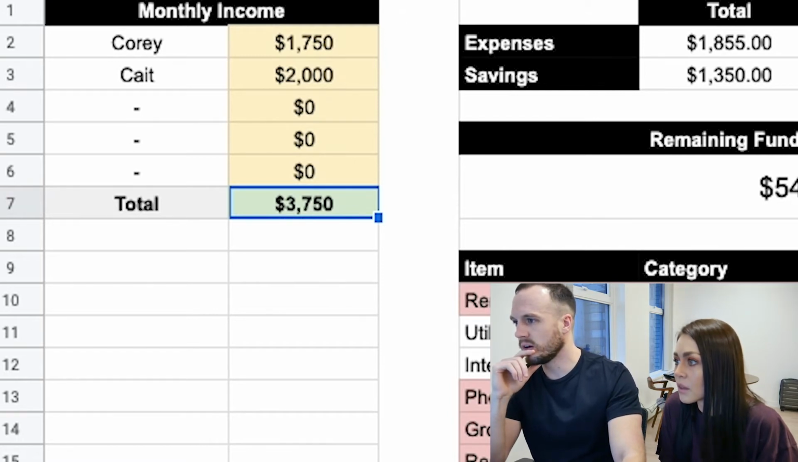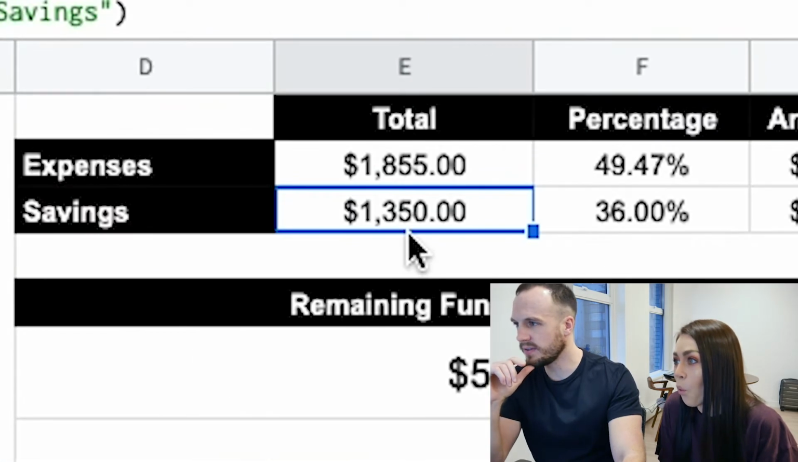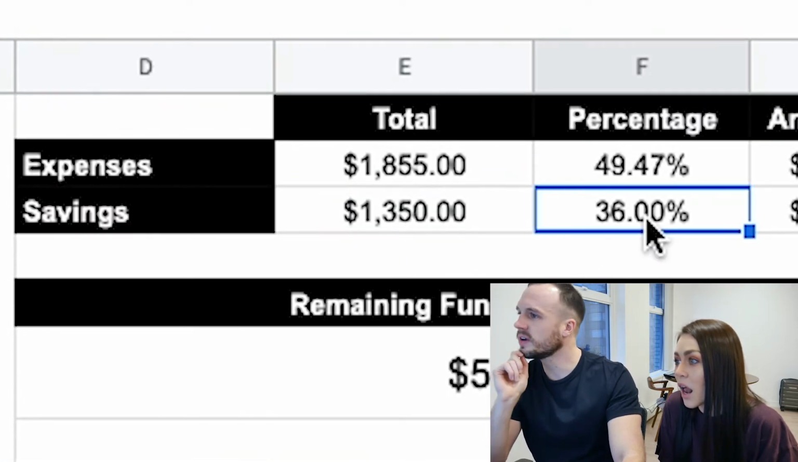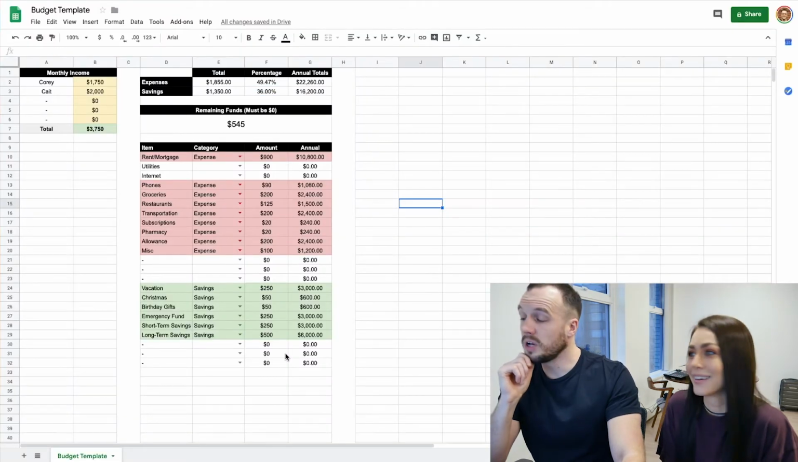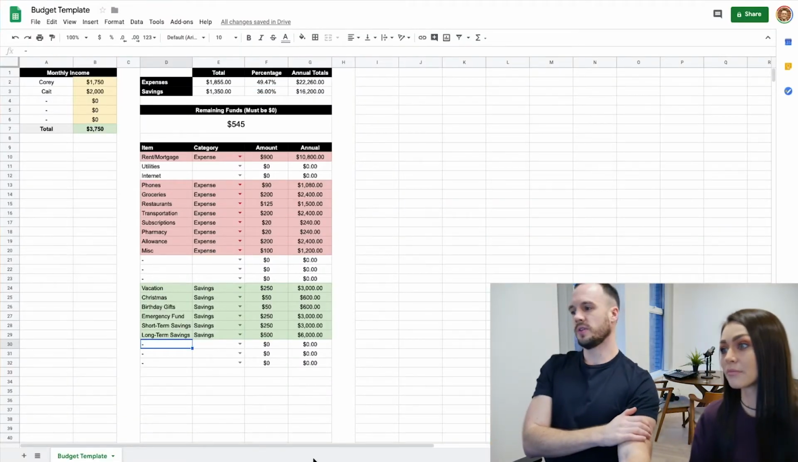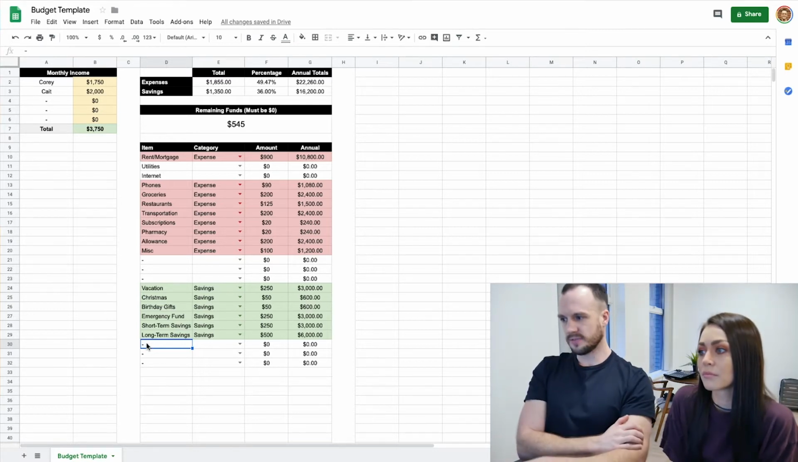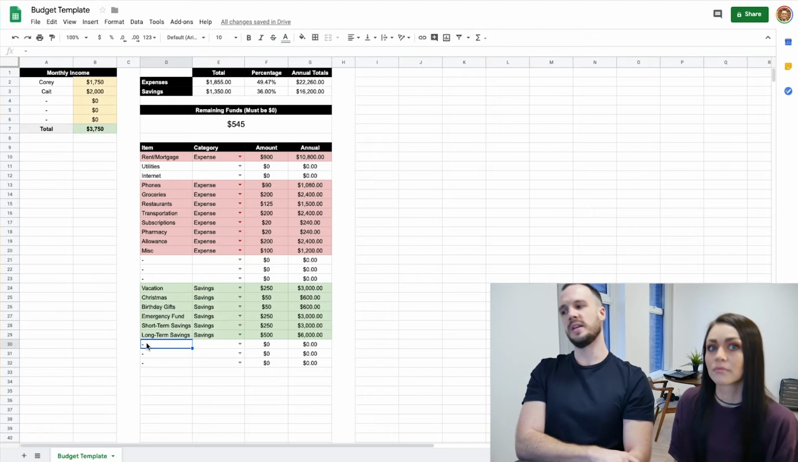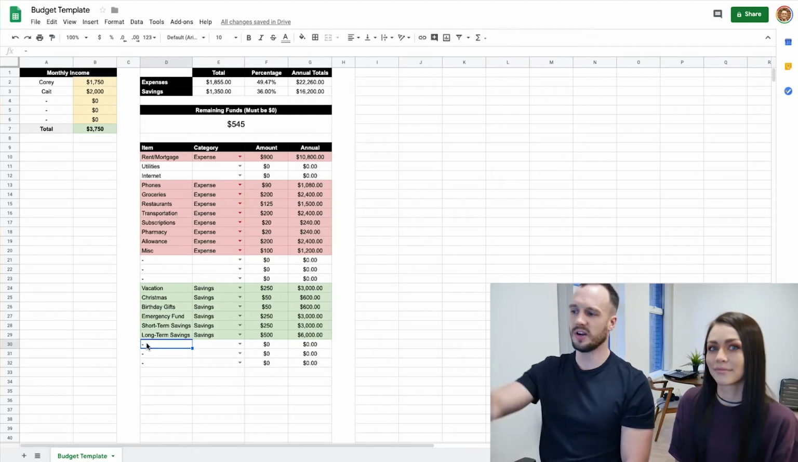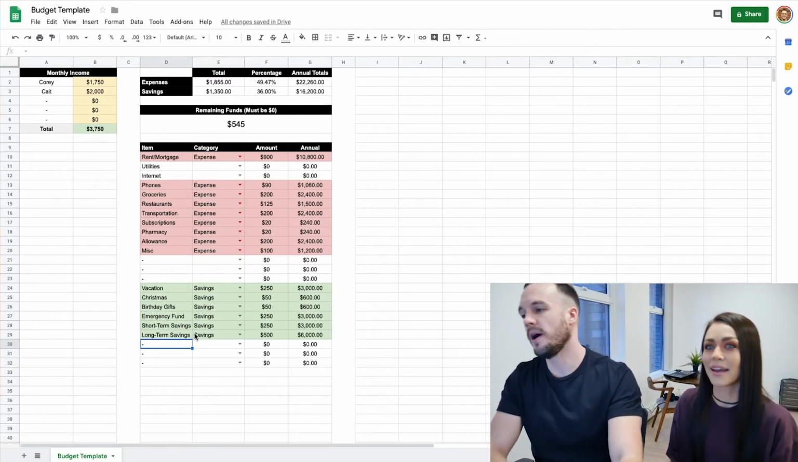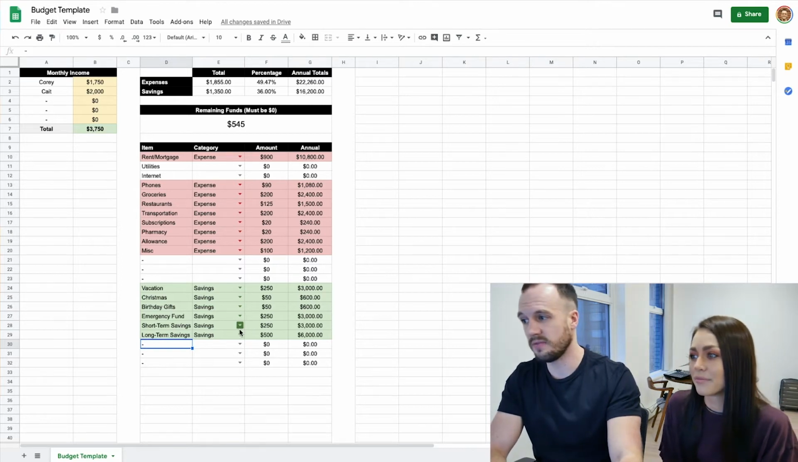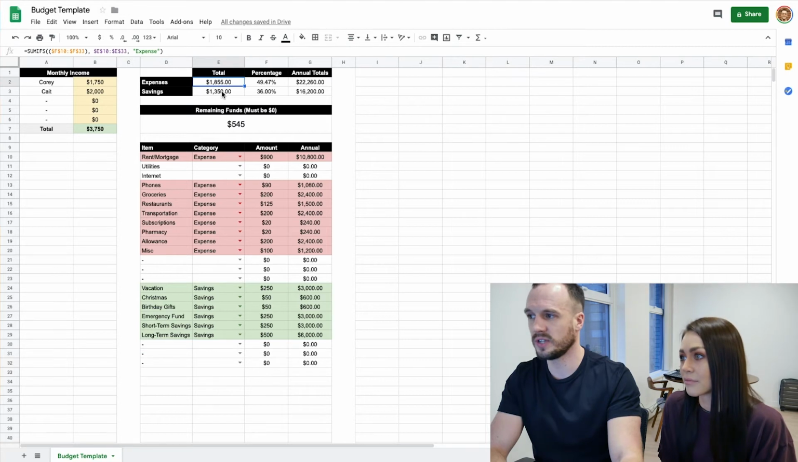We are saving a total of $1,350 a month. 36% of our income is being saved. Amazing. It's not bad. So now, when you're going through this, you're gonna add everything else that you have. If you have a tax-free savings account in Canada, RRSPs, if you have 401ks in the States, whatever, you're gonna add all this stuff in the doc, and you're gonna mark everything as either a savings or an expense, and then you'll be able to see your totals, total expenses, total savings, your percentages, and then annual totals.